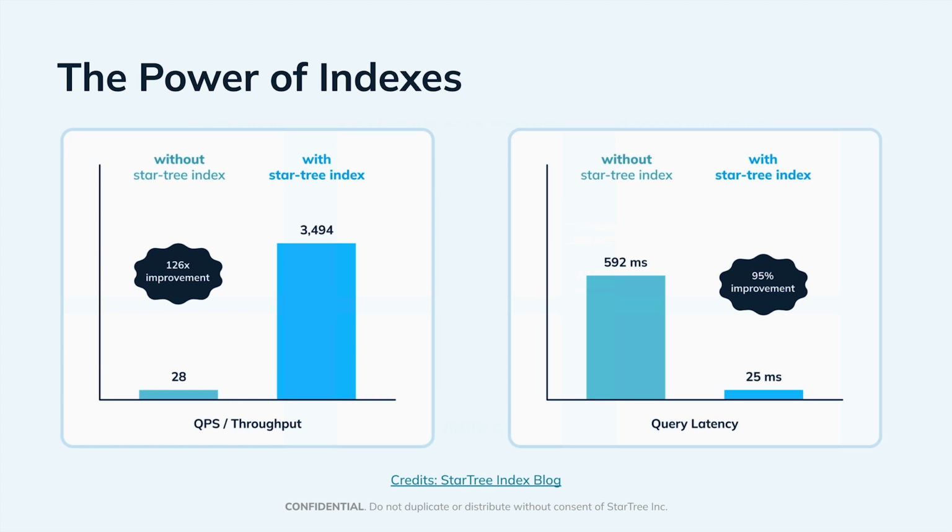This is one of the blogs we posted from the StarTree side, where this is a real-world use case where the latency went down from 592 milliseconds P99 to 25 milliseconds. Not only that, it also helps you get a huge increase in throughput. The max throughput before was about 28. It was like 2 orders of magnitude higher with the StarTree index.